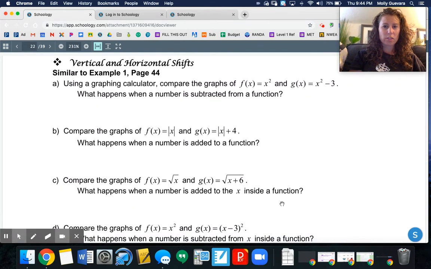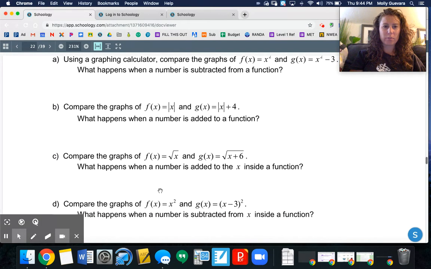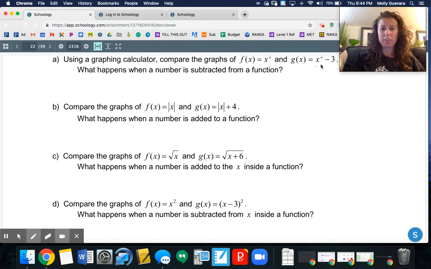Okay, so using a graphing calculator here, we want to compare the graphs of f of x equals x squared and g of x equals x squared minus 3. And the question is, what happens? The question is, what happens when a number is subtracted from the function? So hopefully we remember, right? And if you want to graph this on your graphing calculator, go ahead, pause the video and look at it.